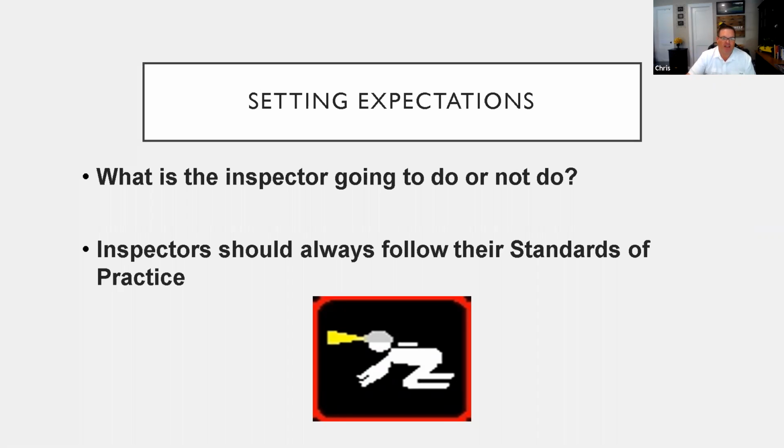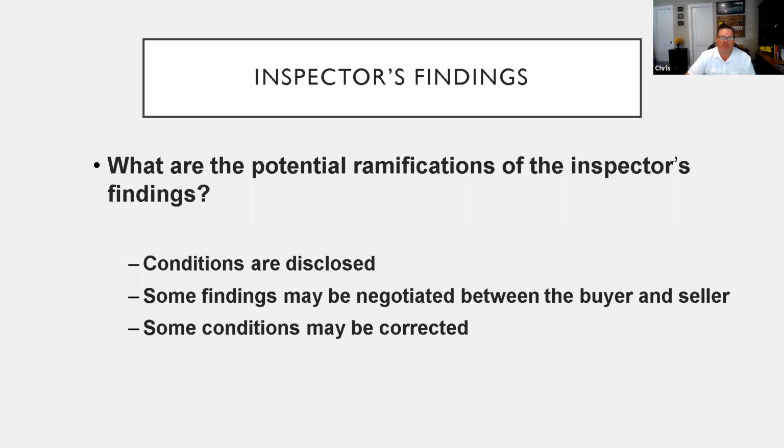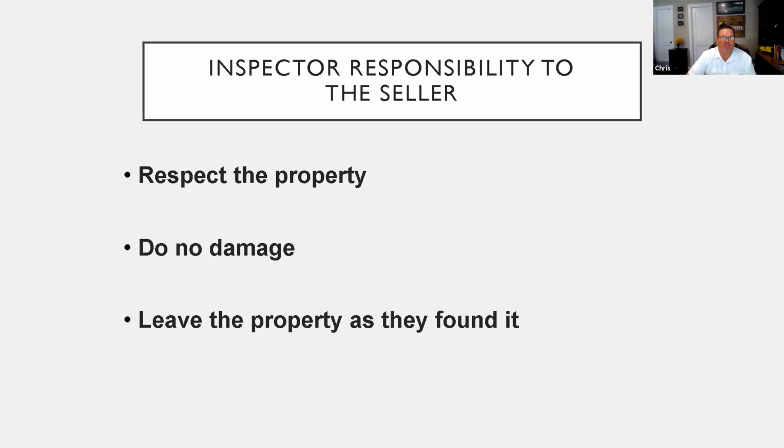So, setting expectations: we always follow our standards of practice through TREC. Sellers don't get a copy of the report. What are the potential ramifications of the inspector's findings? The conditions are disclosed. Once we do a home inspection, any of the conditions found have to be put into the disclosure. It's a pretty good negotiation tactic for a lot of agents. Some findings are going to be negotiated between the buyer and seller, and some conditions may have to be corrected. We always respect their property. We don't do any damage, and we try to leave the property exactly the way we found it.